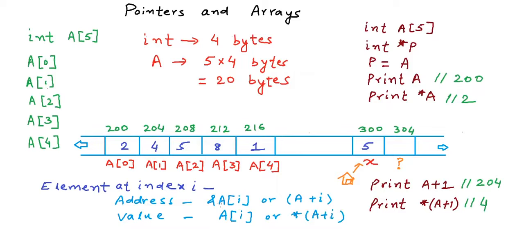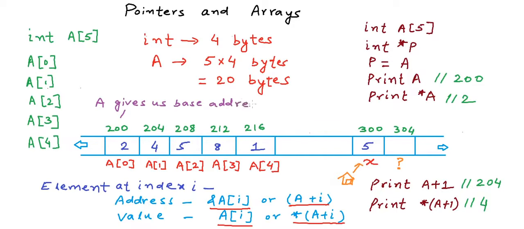Now this is an important concept. We can write &A[I] or A + I for each other and they mean the same, and we can write A[I] or *(A + I) for each other and they mean the same. The address of the first element in the array can also be called the base address, and simply using the variable name A gives us the base address of the array.